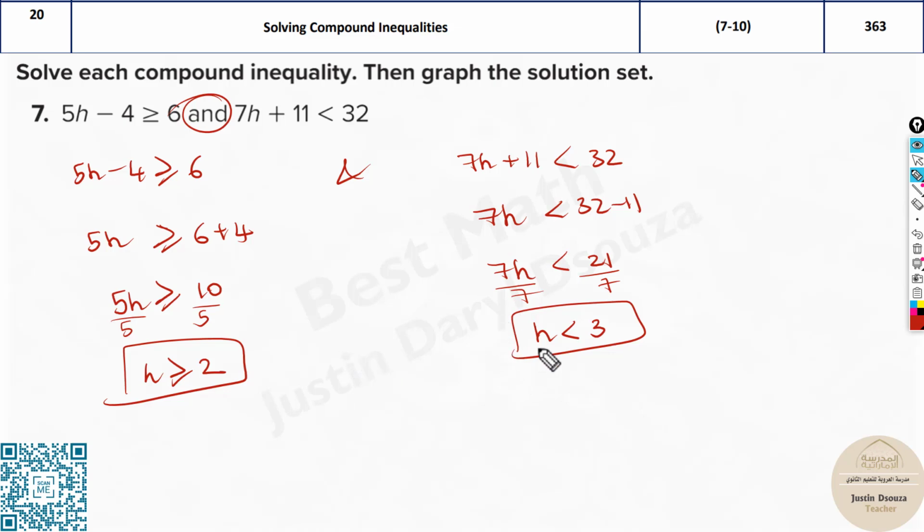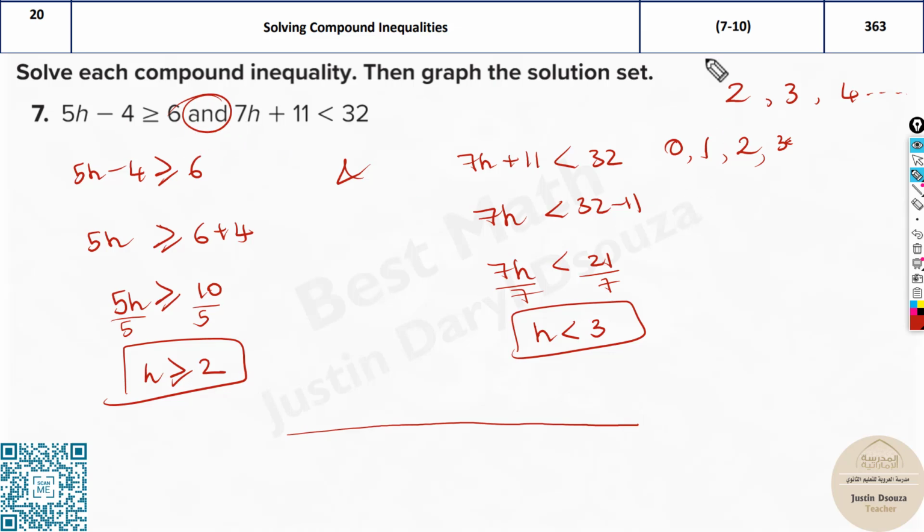If you're done this much, well and good, you will get plenty of marks. Then there is a number line to be drawn, but before that, what do these inequalities state? One is telling you h is greater than or equal to 2, so 2, 3, 4, 5, and so on. But the other inequality is saying h is less than 3, which means 2, 1, 0, and so on. These are the possibilities.